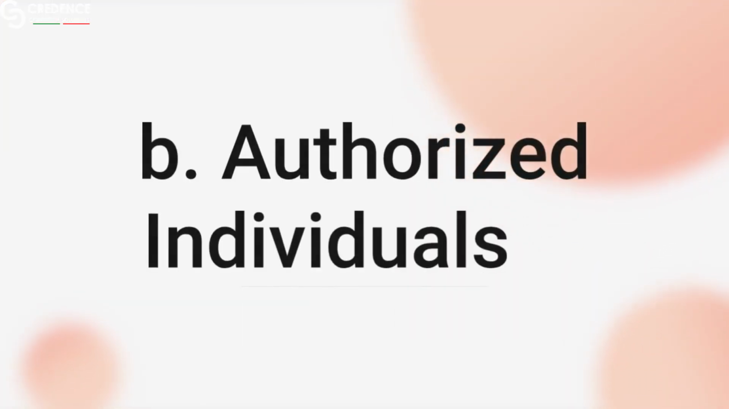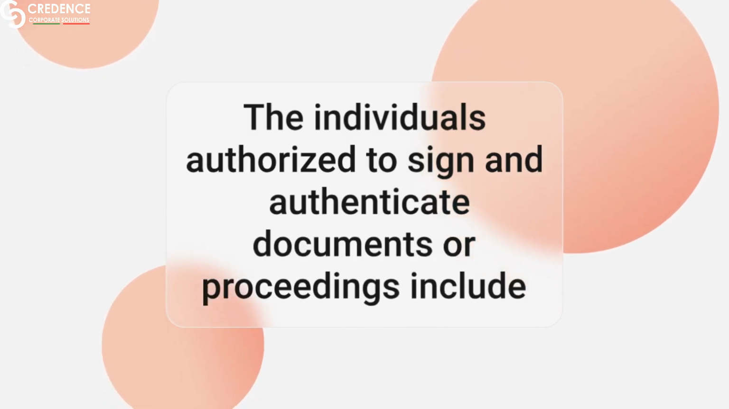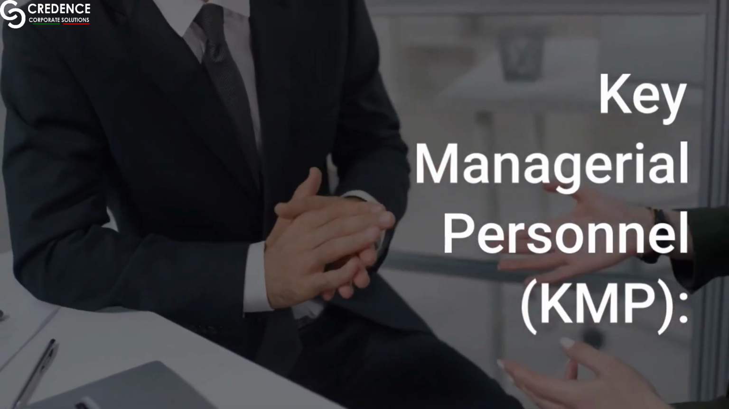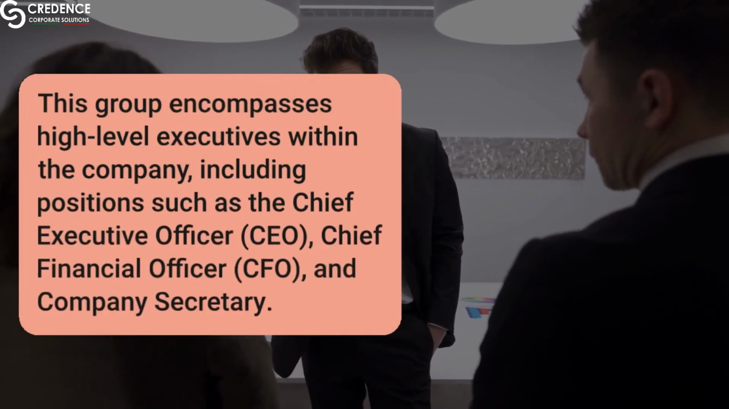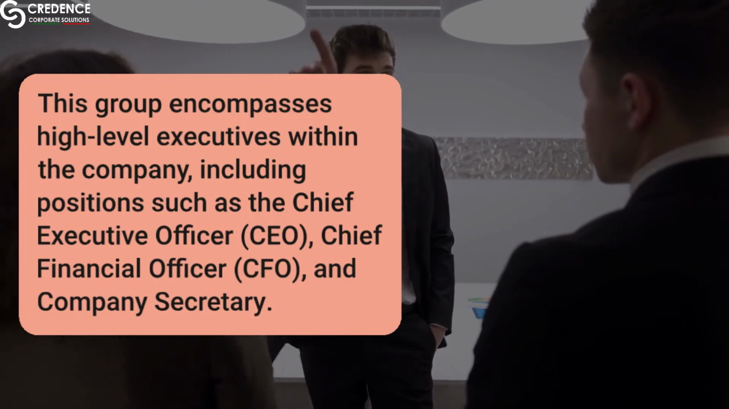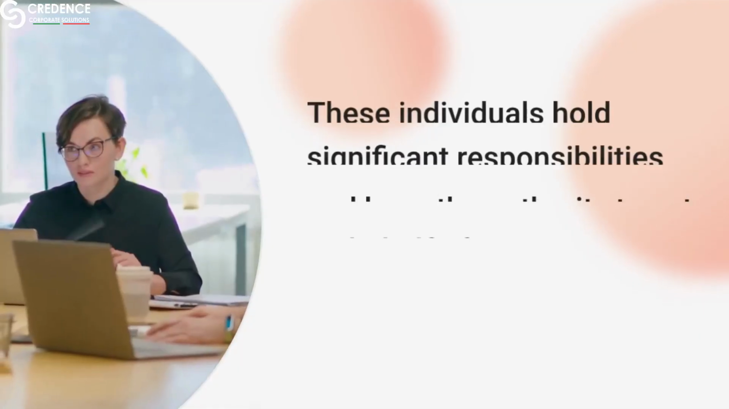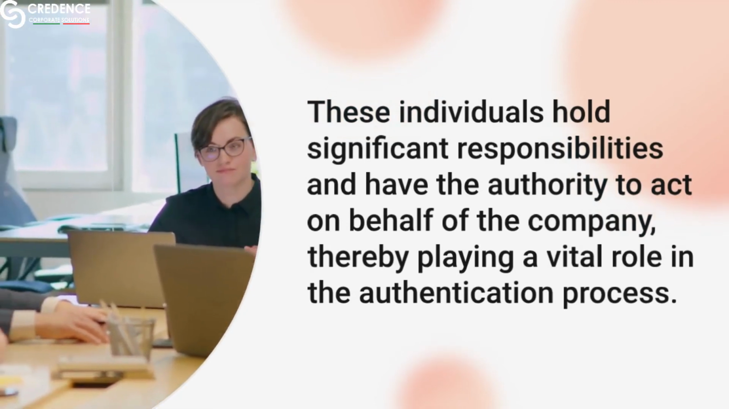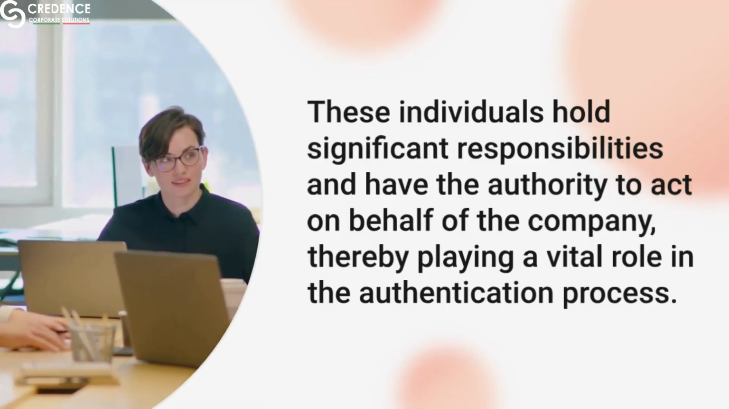B. Authorized individuals. The individuals authorized to sign and authenticate documents or proceedings include Key Managerial Personnel, KMP. This group encompasses high-level executives within the company, including positions such as the Chief Executive Officer, CEO, Chief Financial Officer, CFO, and Company Secretary. These individuals hold significant responsibilities and have the authority to act on behalf of the company, thereby playing a vital role in the authentication process.